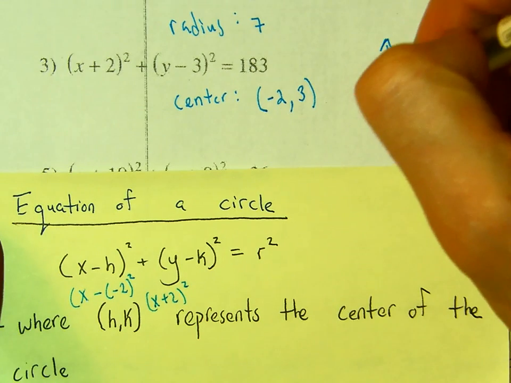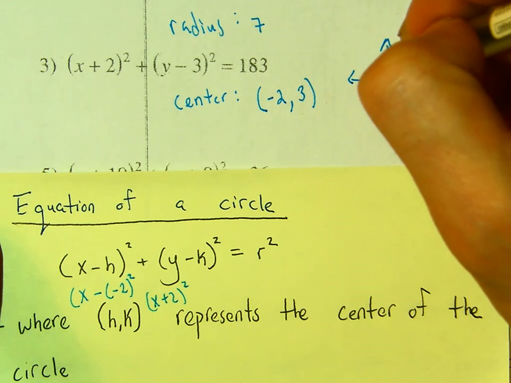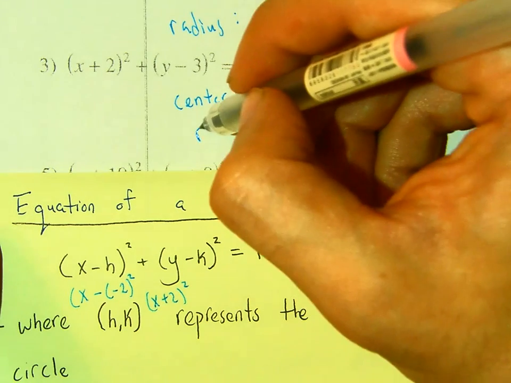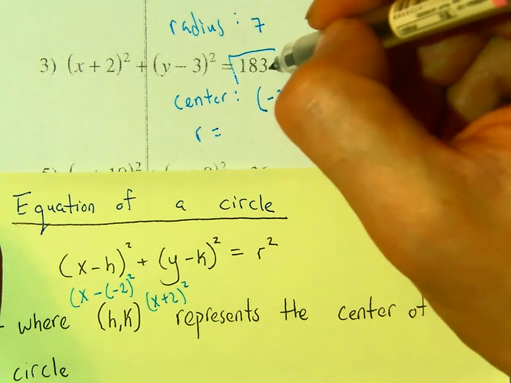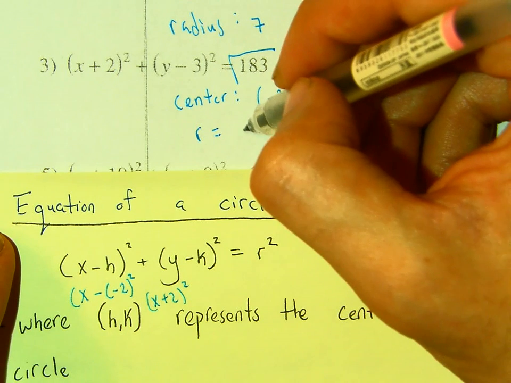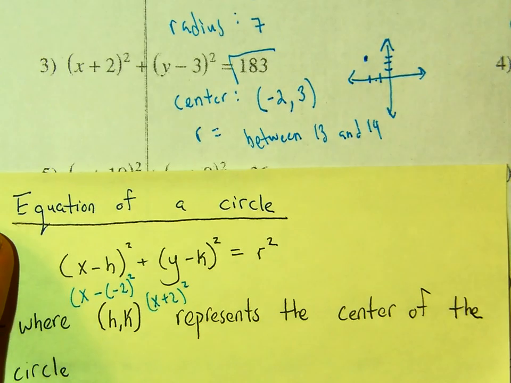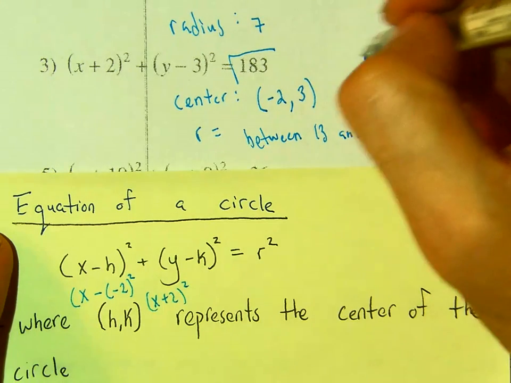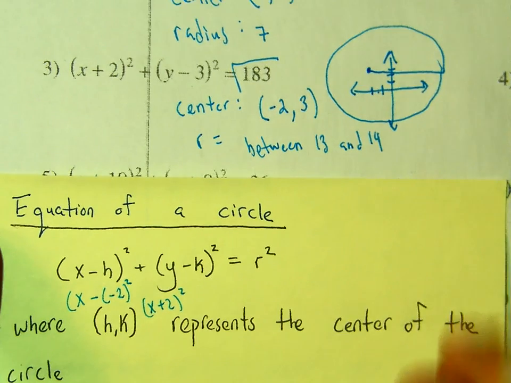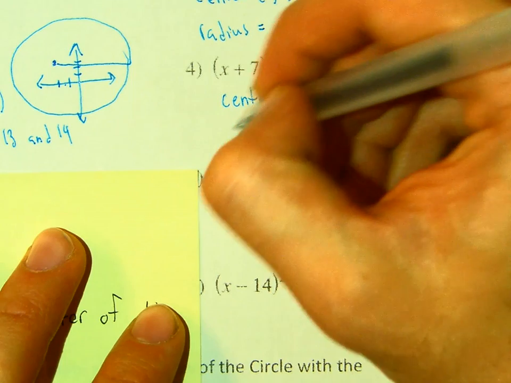So visually, the center should be 2 to the left and 3 up, and this is the center of your circle. And what's the radius? Well, the radius is the square root of 183, and that's somewhere between 13 and 14, whatever that is. Your circle should look something like this. It'll be a pretty big circle over there. What about the next part? What's the center? What's the radius?